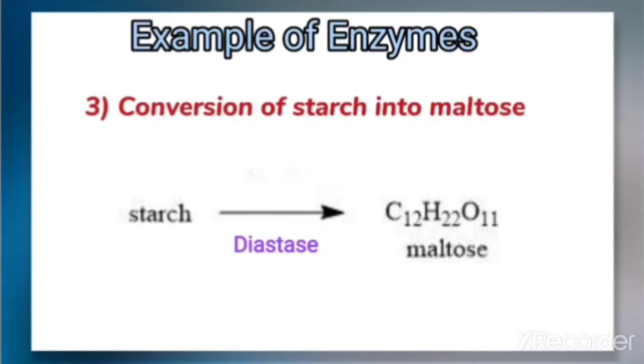Next is the conversion of starch into maltose. Starch and maltose are both carbohydrates. The conversion of starch into maltose takes place with the help of an enzyme called diastase. So the enzyme diastase converts the starch into maltose. That is the importance of this enzyme.